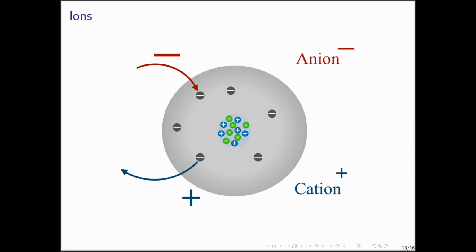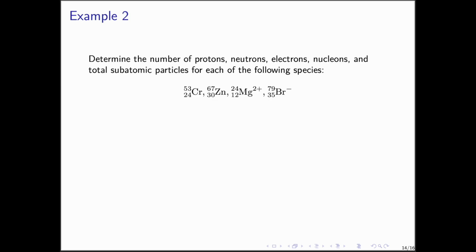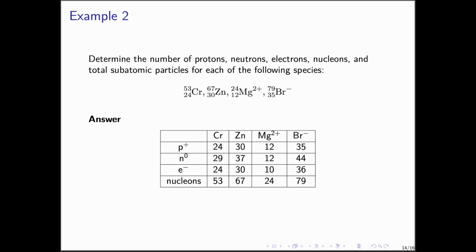Now let's apply what we've learned to these atoms. Remember, pause the video and complete the table before checking your answer. Chromium-53 has 24 protons, 29 neutrons, and 24 electrons. The total number of subatomic particles is simply the sum of all three. Keep in mind, ions differ from neutral atoms mainly in their number of electrons, as we observe with magnesium and bromine.